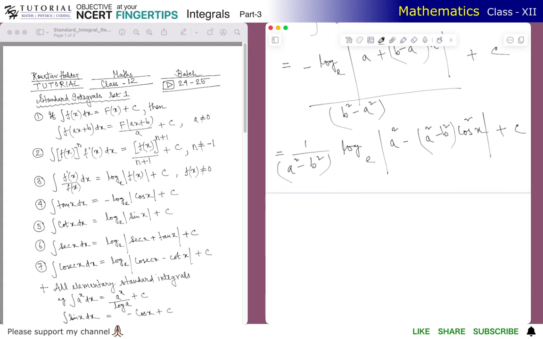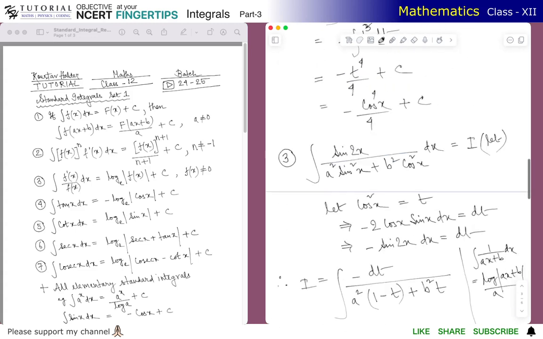Can we simplify this term further? 1 by a square minus b square log. If we take a square common, we get a square into 1 minus cos square x, that is a square sin square x, and of course we have b square cos square x. So this is the answer. Yes, it is given as a choice in the MCQ problem. I hope this is right. Okay, let's see the next problem.